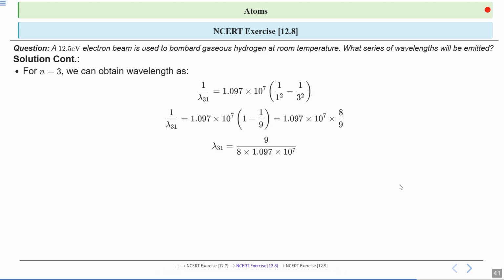Now we solve for lambda, the wavelength. Rearranging the equation, we get λ_31 equals 9 divided by (8 times 1.097 multiplied by 10 to the power 7). After calculating, we find that the wavelength for this transition is about 102.55 nanometers. This value is in the ultraviolet region of the electromagnetic spectrum.